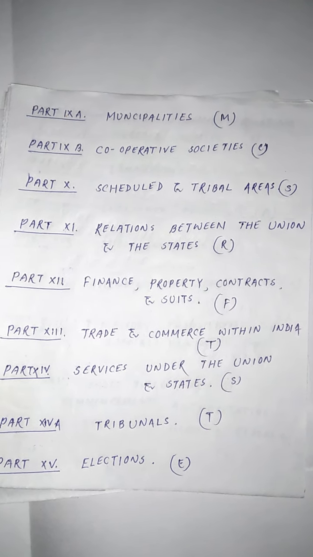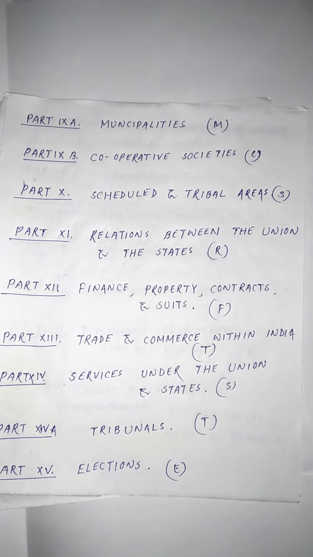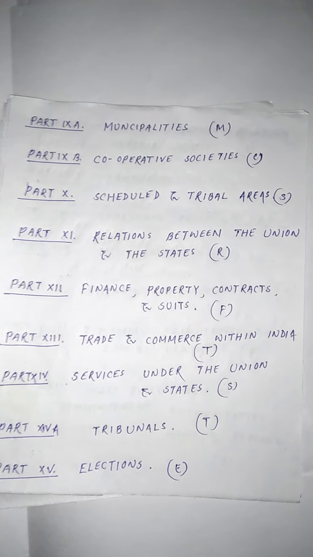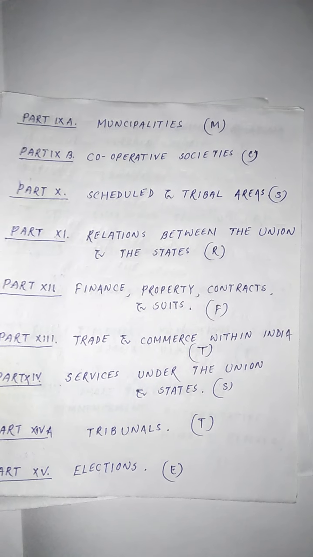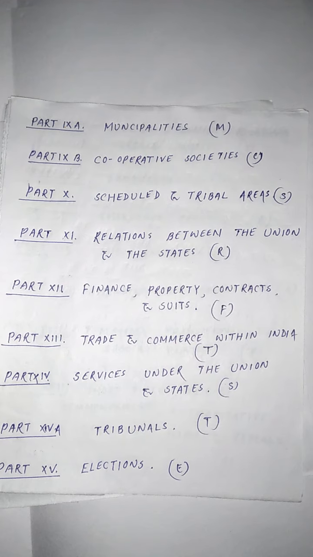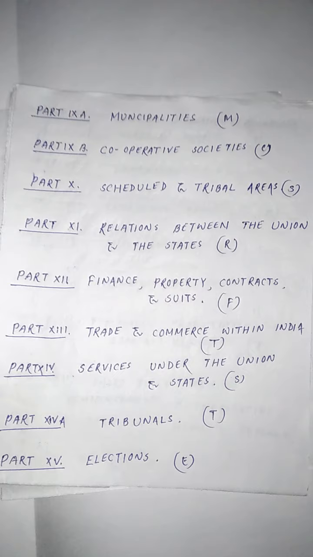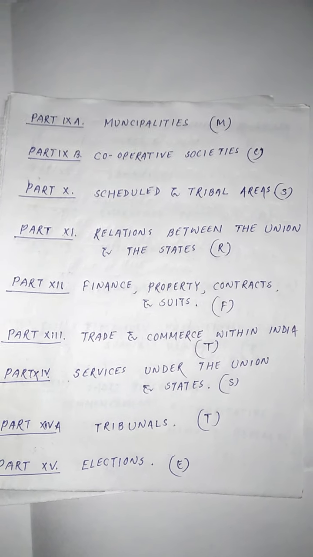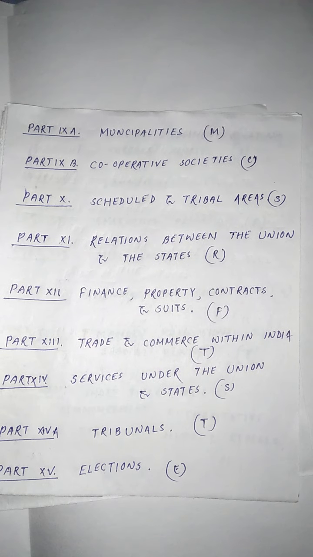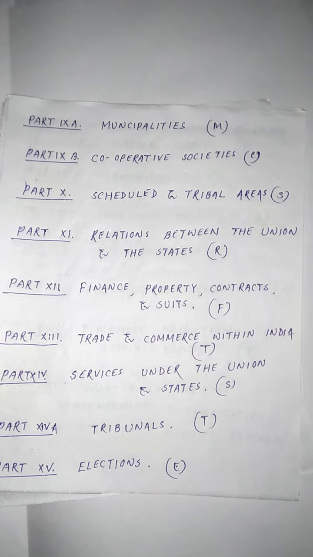You can fly directly from USR to UP to meet Child of Shyam. That is S, S is scheduled and tribal areas. And Ram, Child of Shyam and Ram. S for scheduled and tribal areas. R, here R, part 11. R is the relationship between Union and the States. We have completed the 10th part and 11th part.